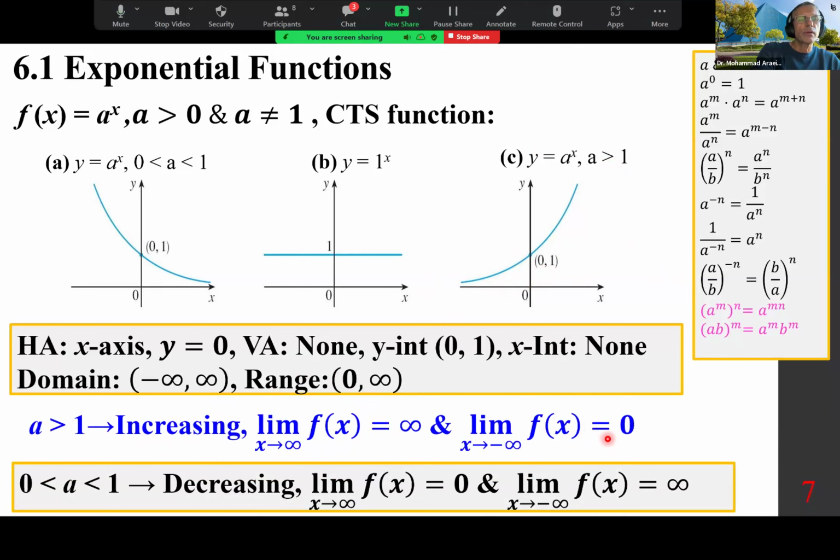When a is between 0 and 1, we have a decreasing function. We have an exponential decay. The limit of f of x as x approaches infinity is 0 in this case. But as it goes to negative infinity, y goes to positive infinity.